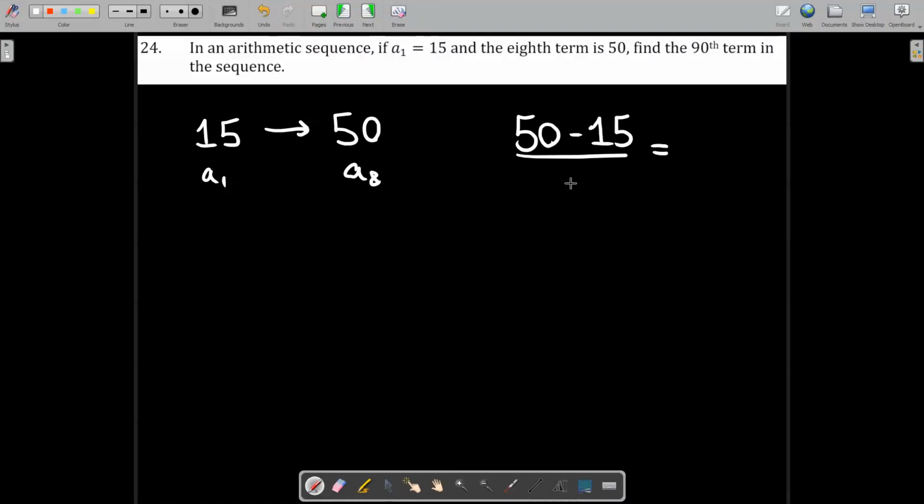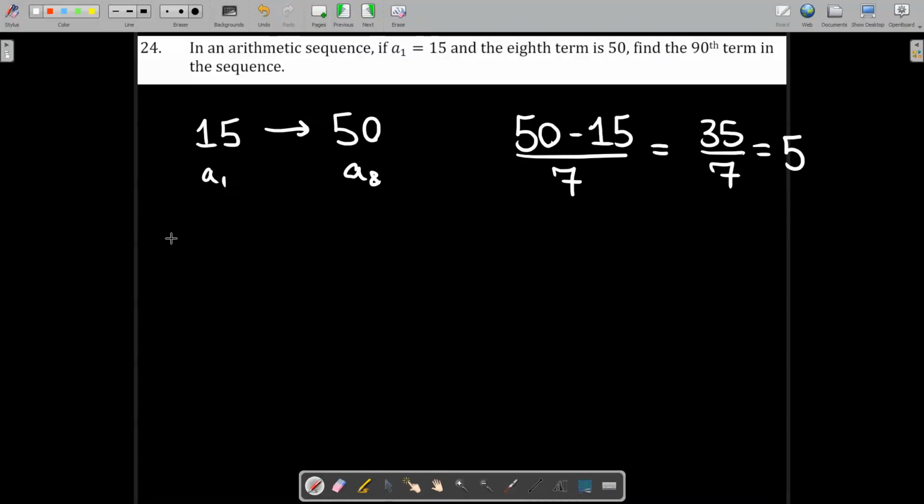But I know that I'm going to be dividing it by 7 because that's going to be the number of steps, and this will tell me how many numbers I'm increasing by each step. So 50 minus 15 is 35. 35 over 7 is equal to 5. So every time I increase, I'm going up by an amount of 5.